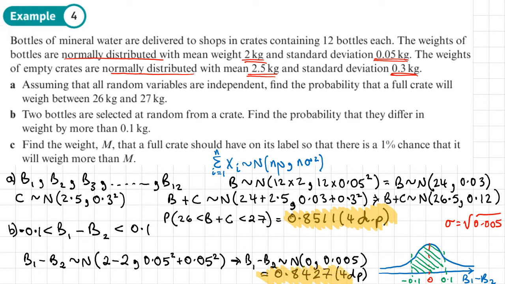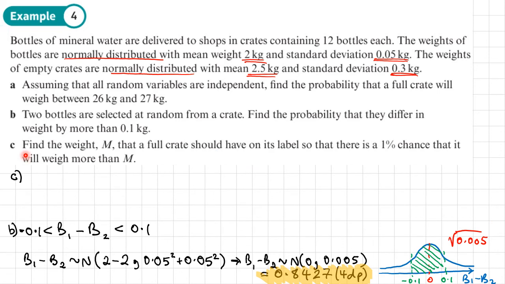Right, okay, let's move on to part C. Let's create a bit of space first. So here what we need to do is to find the weight M that a full crate should have on its label, so that there's a 1% chance that it will weigh more than M.